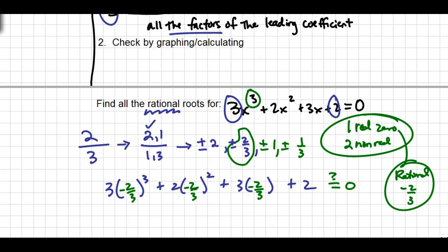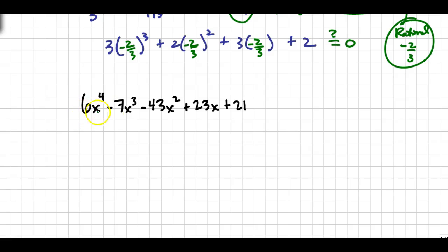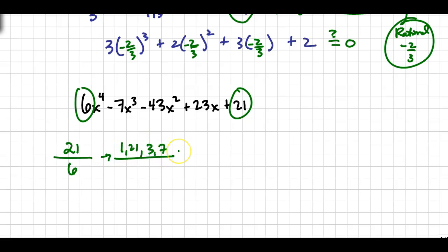Let's try one more. So here's our polynomial, and the directions would again be find all the rational zeros for this polynomial. So the first thing we're going to do is make the list, and I need the constant term and the leading coefficient to do it. Numbers for the constant term on the top, numbers or factors for the leading coefficient on the bottom. So let's start with 21. 1 and 21, 3 and 7. Those are the factors of 21. I'll put them in another order later.